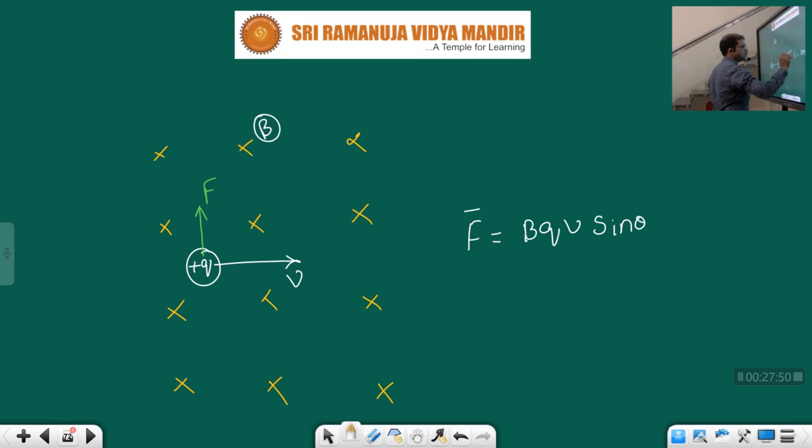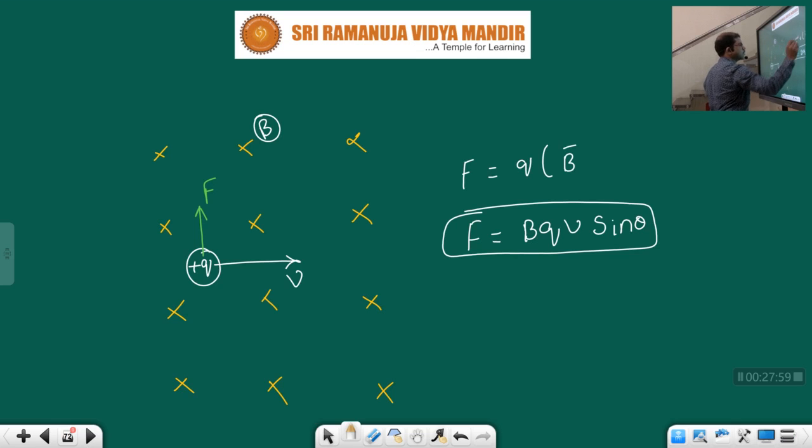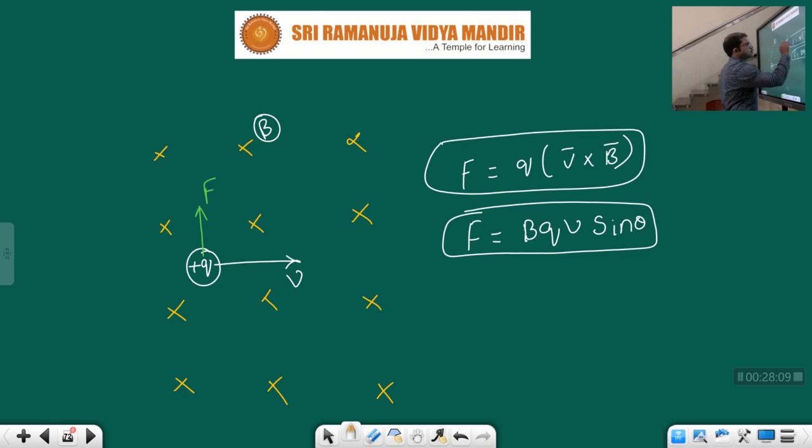This is the formula, children, for how much force is acting. Here we can also write this as F is equal to Q into V bar cross B bar. See, children, the extension of this cross product is BV sin theta. Both are similar. V represents the velocity or current direction, B represents magnetic field, Q is the charge, and F represents how much force is acting on it.